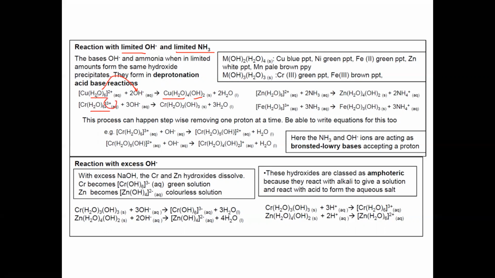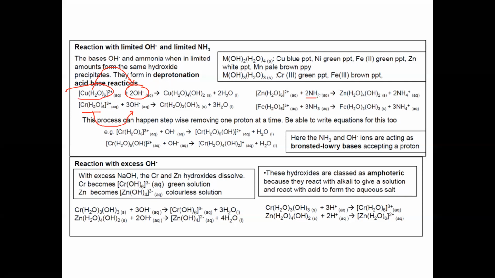So when we compare the tendency, chromium tends to lose 3 protons. This complex in turn, the first reaction is an acid-base reaction. OH- is accepting a proton and the complex is donating, so it is acting like an acid. So the chromium complex is more acidic because it tends to lose 3 protons as compared to copper, which tends to lose only 2 protons.